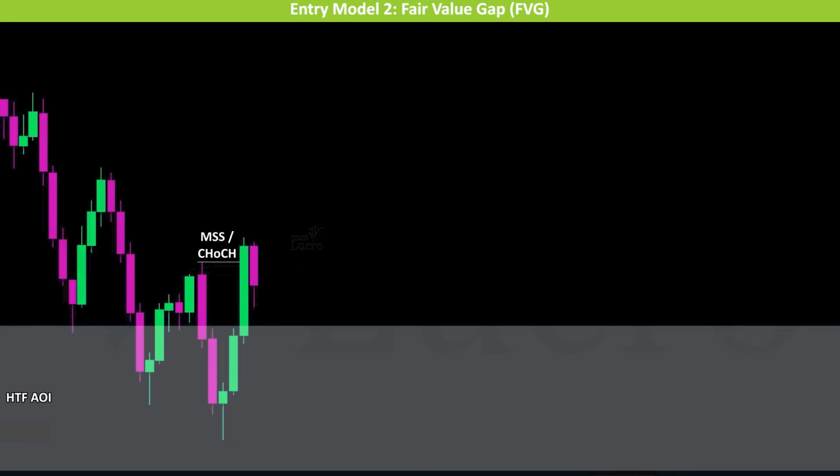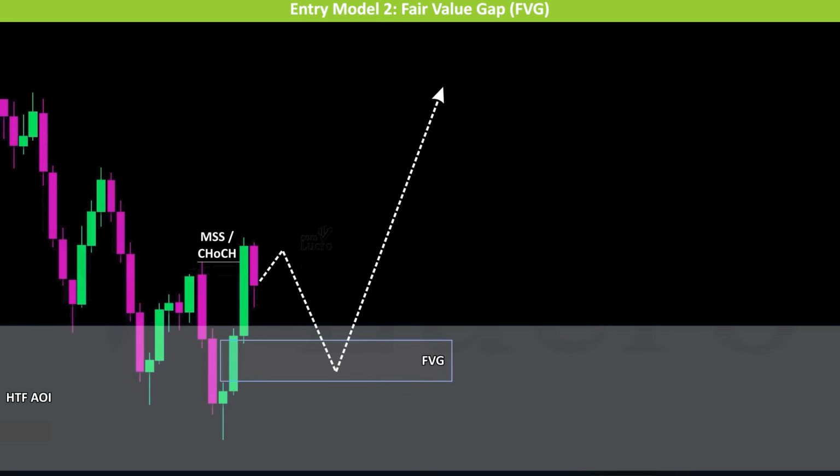After the structure shift is confirmed, and we anticipate that price may continue higher, the next step is to look for a buying opportunity. At this stage, our focus shifts to identifying a bullish fair value gap that forms within the impulsive leg of the market structure shift. These zones often behave like magnets, drawing price back before the upward move continues.